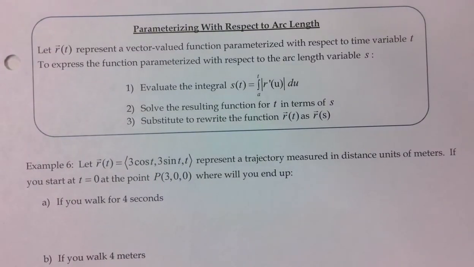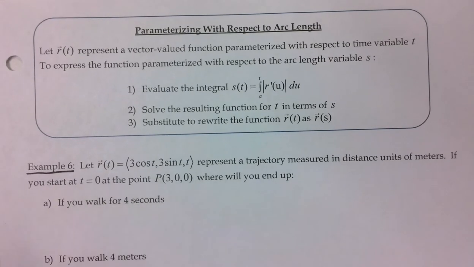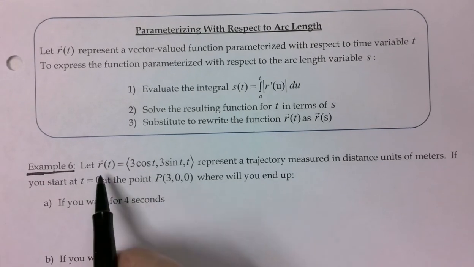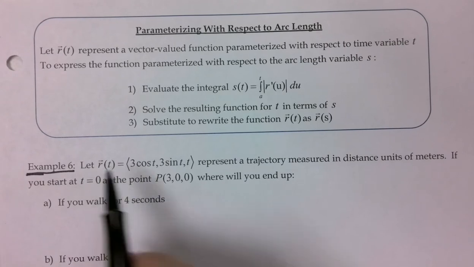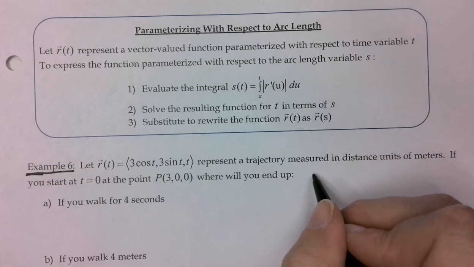Okay, so let's do one more comparison of the two methods here. So I've got my position function here, and you can see it's parameterized with respect to time. And I'm just going to mention right now, we're going to assume radians.